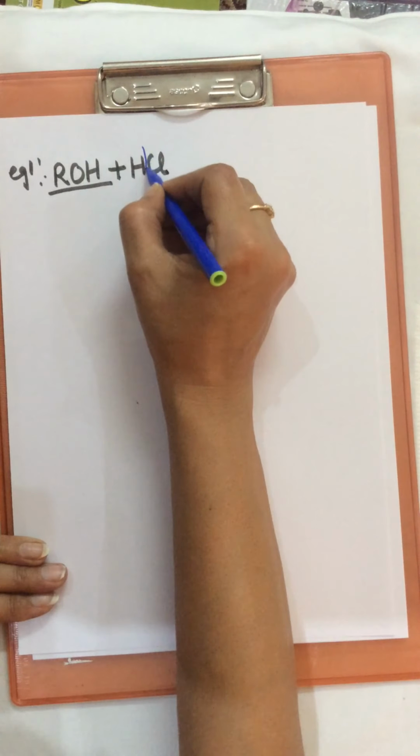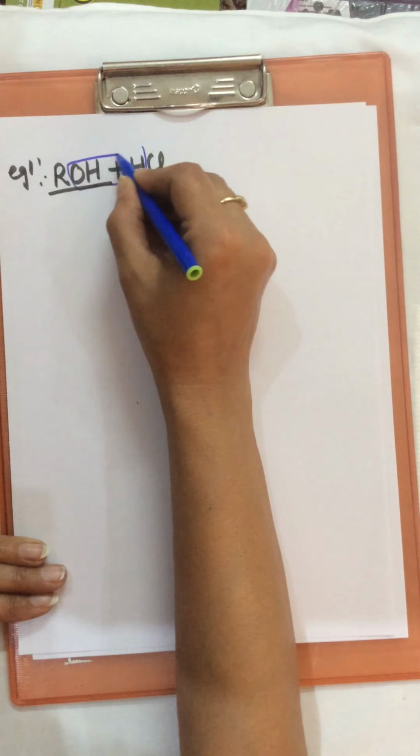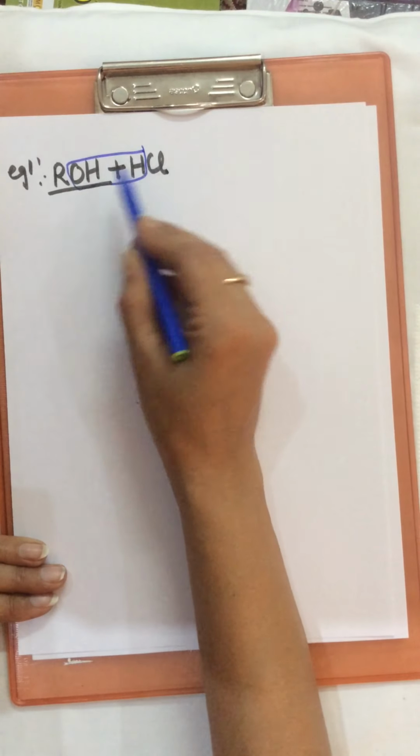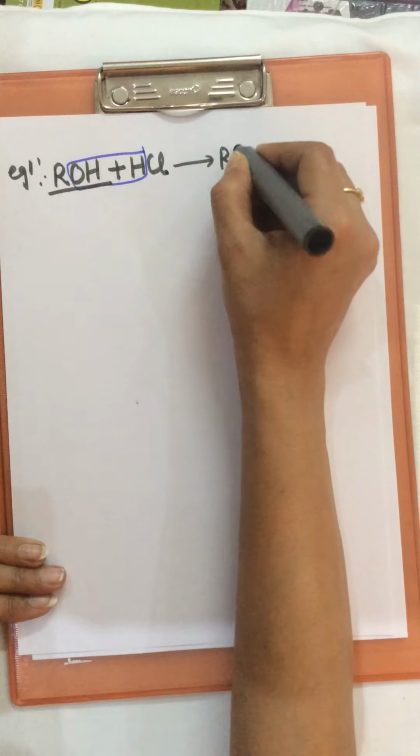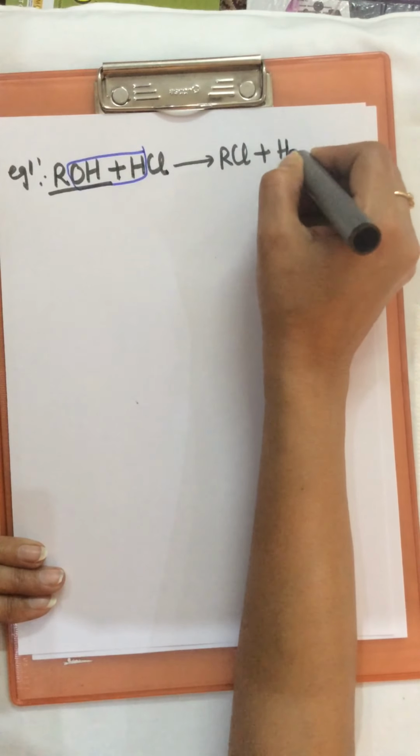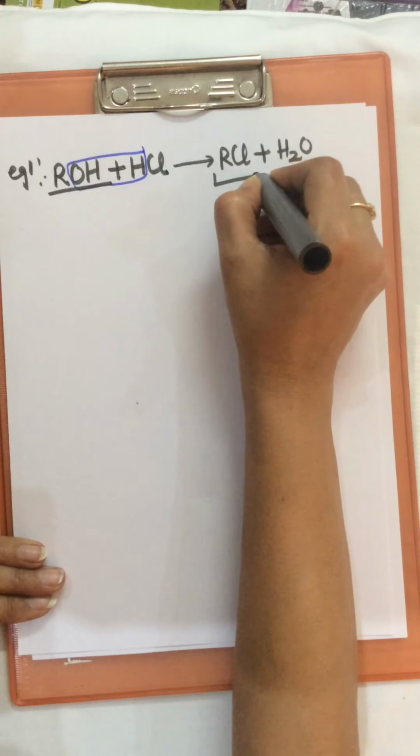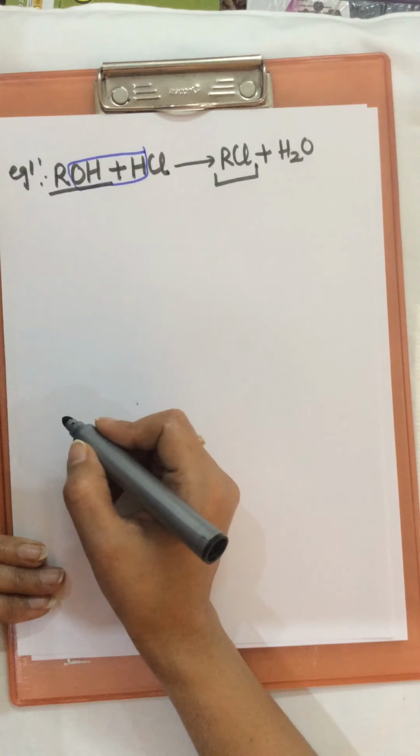What happens in this reaction is H takes out the OH, water comes out, and Cl will come in place of OH. So it's RCl plus water. Chloroalkane. What will form here is chloroalkane.